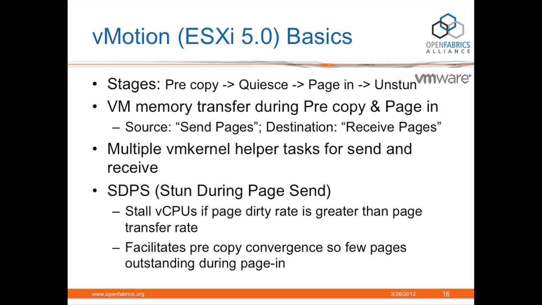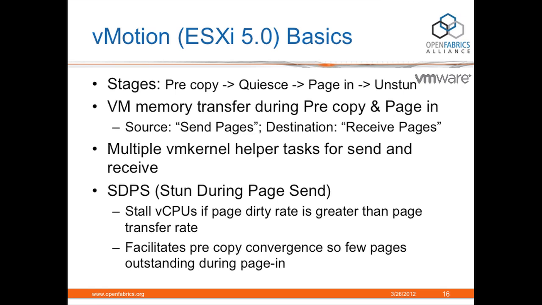Followed by page in. So once this is happening on the destination host, any pages which were remaining on the source host between the pre-copy ending and just before resuming the virtual machine on the destination need to be paged in on the destination. Followed finally by unstun or resuming the virtual machine on the destination host and letting the vCPUs go. So the VMotion downtime is really the time between quiescing and unstunning, the time that the vCPUs on the source host are stopped and they're resumed on the destination host.